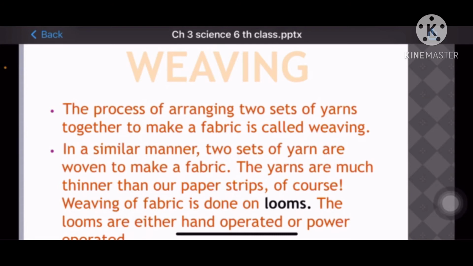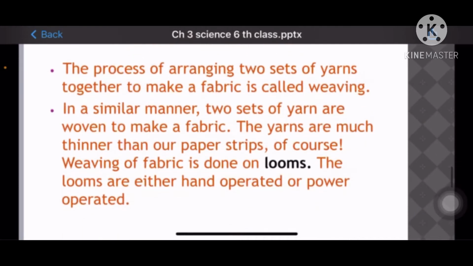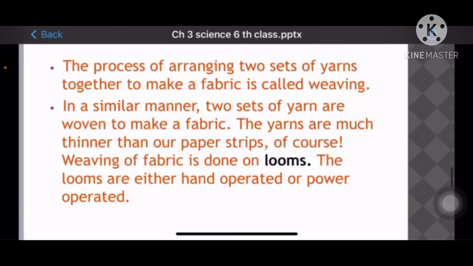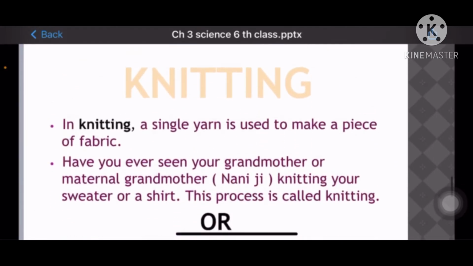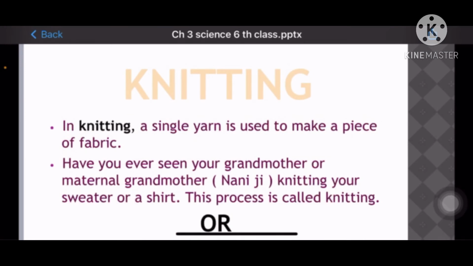The yarns are much thinner than our paper strips. Of course, weaving of fabrics is done on looms. The looms are either hand operated or power operated. Now, what is knitting? In knitting, a single yarn is used to make a piece of fabric.